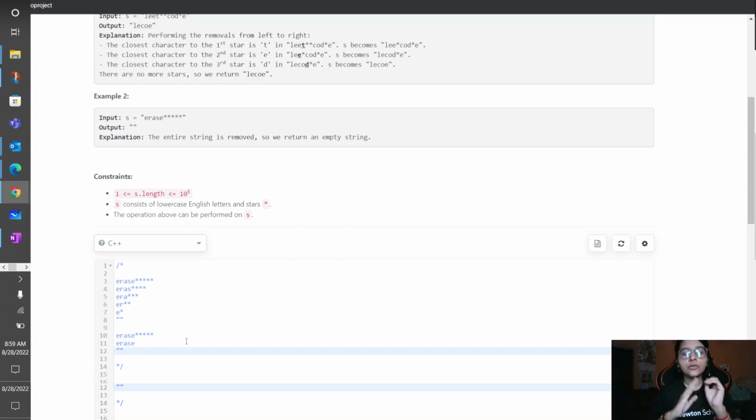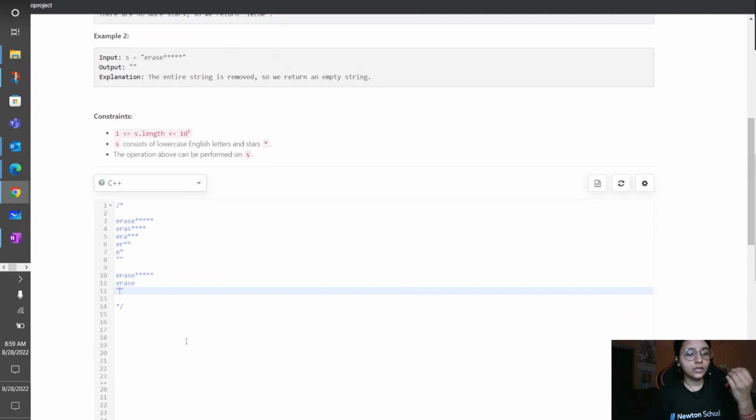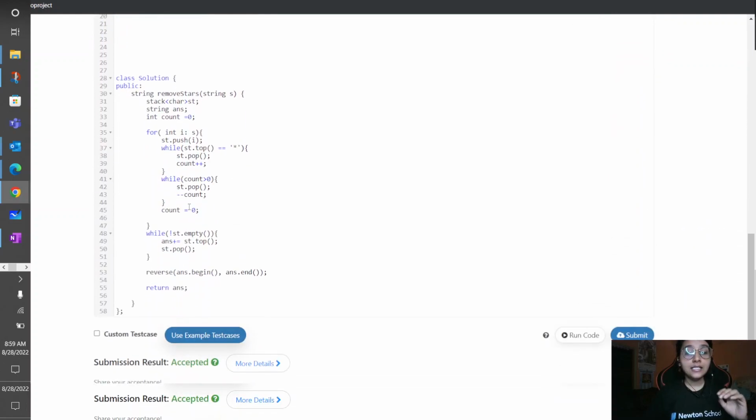So by thinking about this particular thing, let us come to the coding part. I'm sure now you would have an idea of how we are required to approach this problem. So now here comes the coding part. The thing which is required is a stack, because it is the stack data structure only with which we would be able to remove the characters which are stars, and corresponding to that we will be able to have the count of those stars.